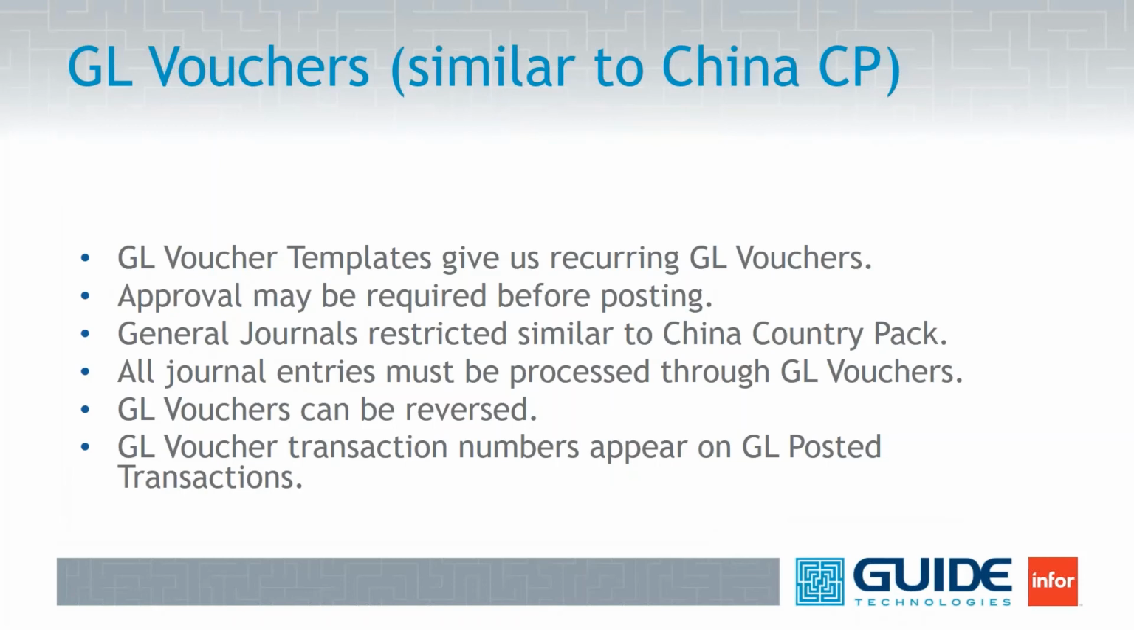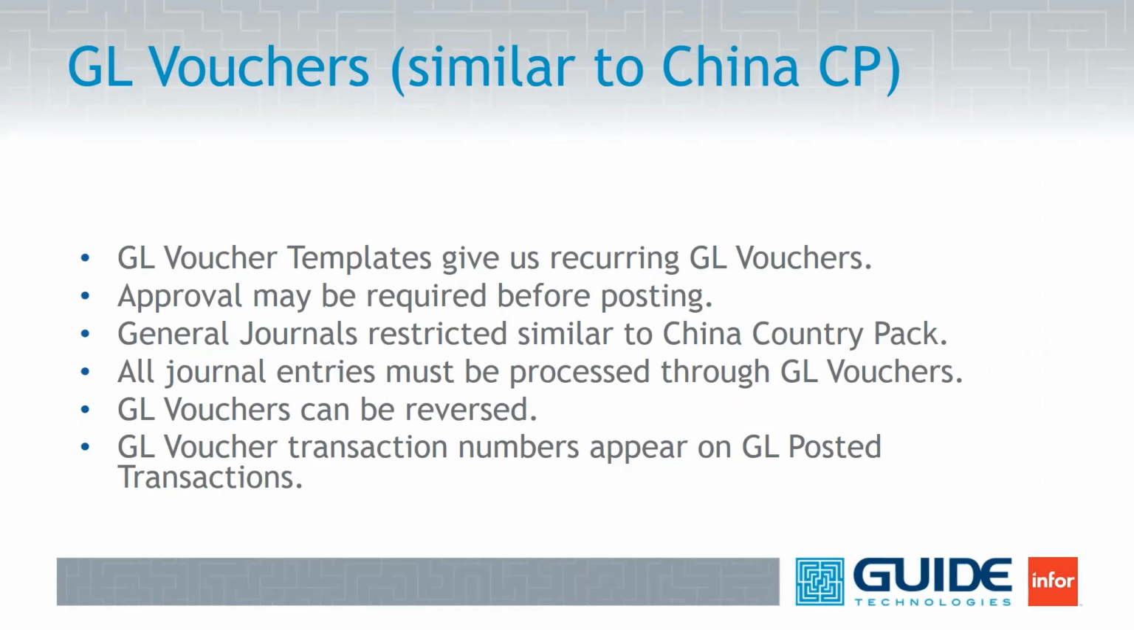Now GL, this is a lot different. This is a little more controlling than it was in the past. It used to be you could pull up the general journal or any writable journal and make an entry directly into it. You can't do that now. You have to use GL vouchers to make a transactional impact to the GL journal. You can set it up so that approval is required before posting. So basically this functionality was taken from the China country pack, because this is a China GAAP requirement, and it was applied to the core product.